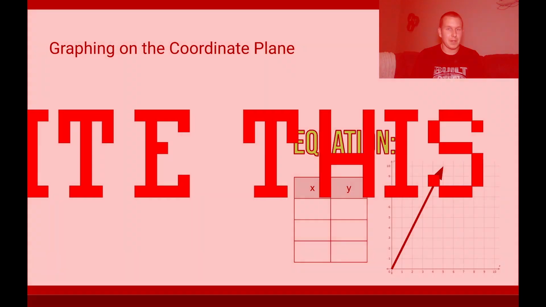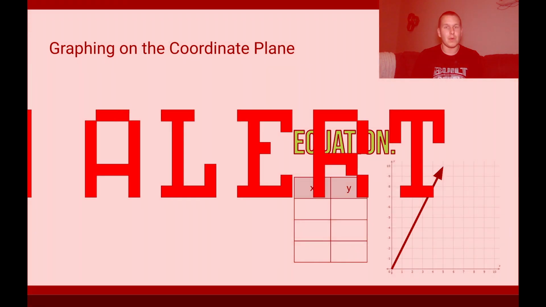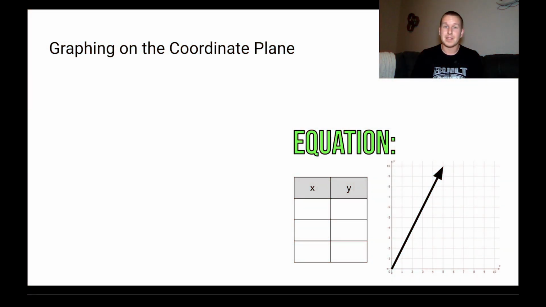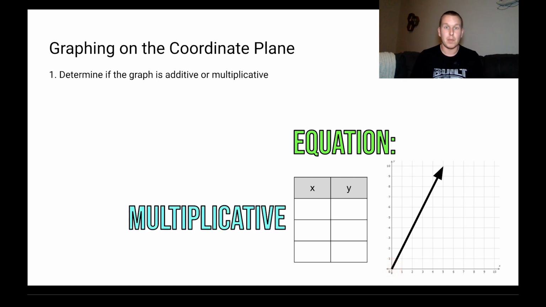We've got a graph here, but we don't really know what the table or the equation is. So, step one, we're going to determine if the graph is additive or multiplicative. Do you remember how we can do that just by looking at the graph? That's right, we're going to take a look at the origin. And if the line is passing through the origin, then we know it's a multiplicative relationship. But if it's not passing through, we know it's an additive relationship. This graph is passing through, so this is going to be a multiplicative relationship. So we know our equation is going to have multiplication or division in it.